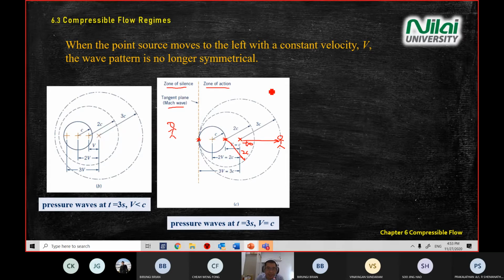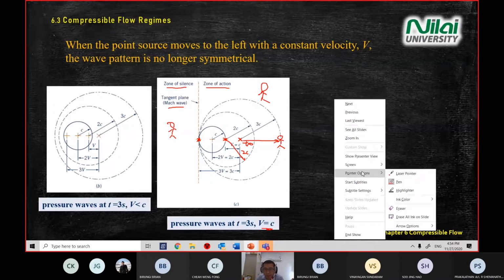On the right, if you stand on the right hand side, you will hear the sound. We call it pressure, or you'll feel the pressure. We call it zone of action, meaning you'll hear or you'll feel the pressure on the right hand side of the Mach wave, of the tangent wave. Okay, so this is when you have V equal to C.